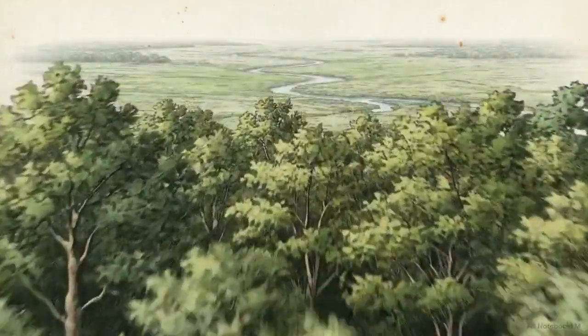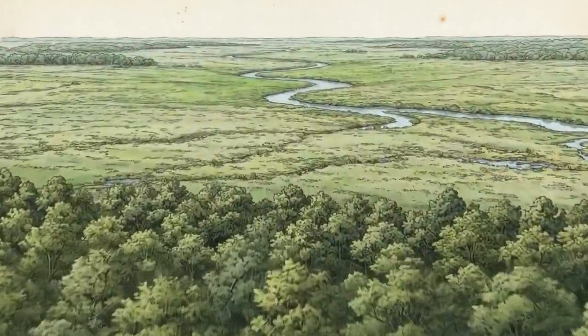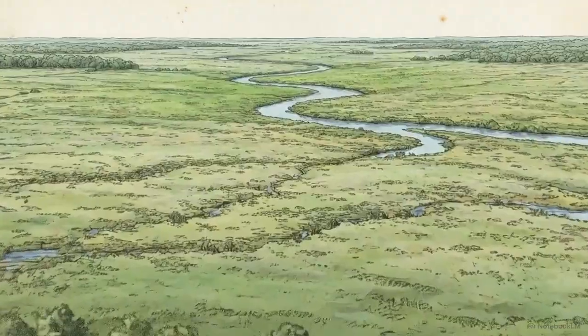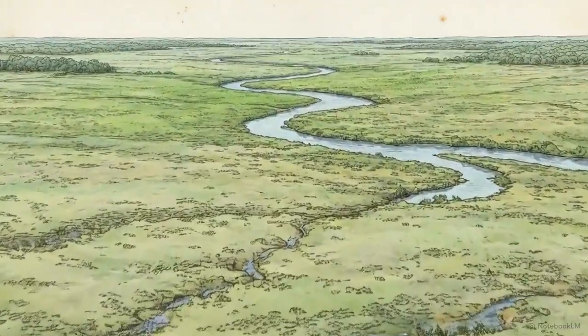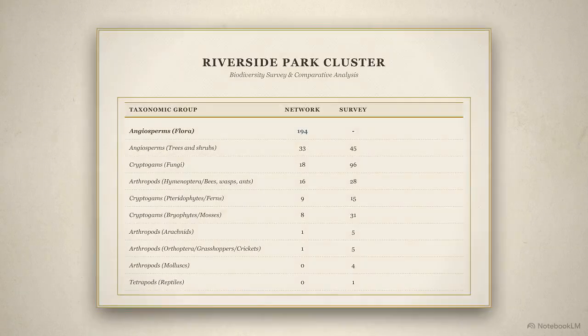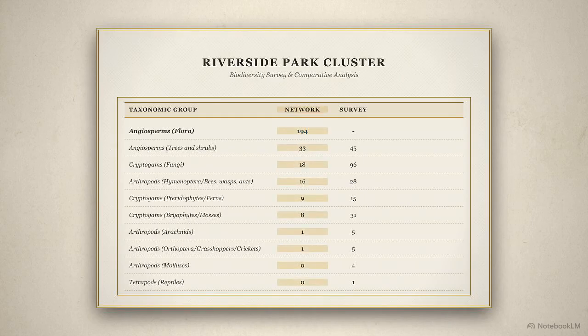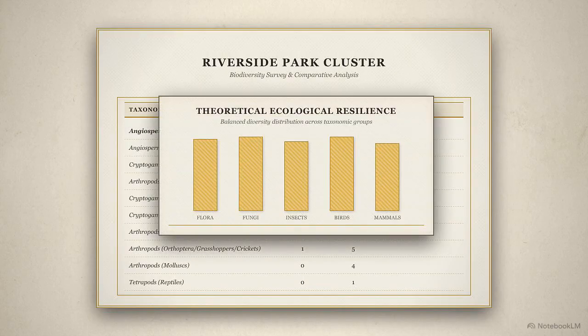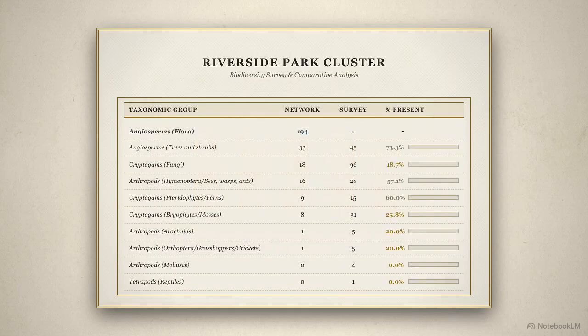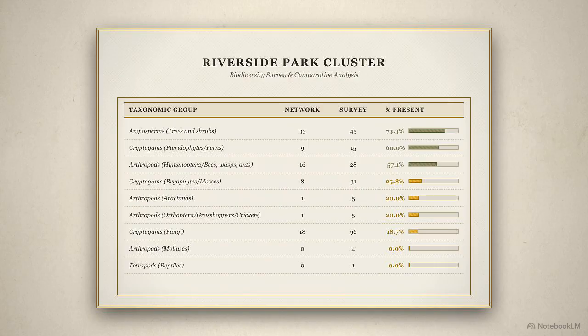Look at Riverside Park. We see a visually thriving ecological network, complete with winding rivers and wide open meadows. This data table displays a comprehensive biodiversity survey, comparing this local network against a broader regional baseline. On the surface, the metrics are robust. The park holds hundreds of individual species, notably a count of 194 distinct floral species.